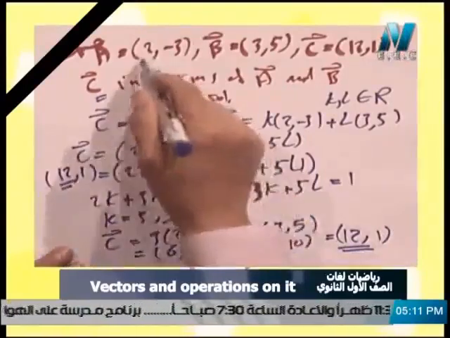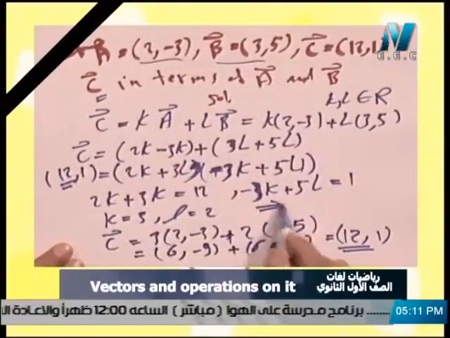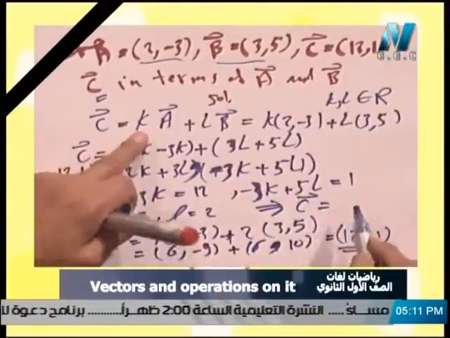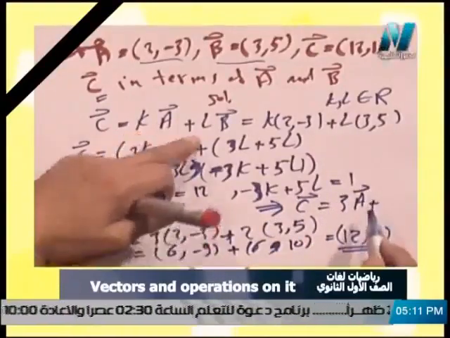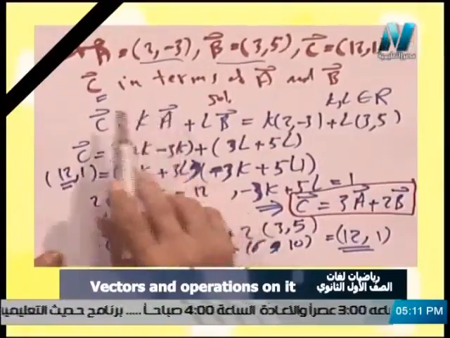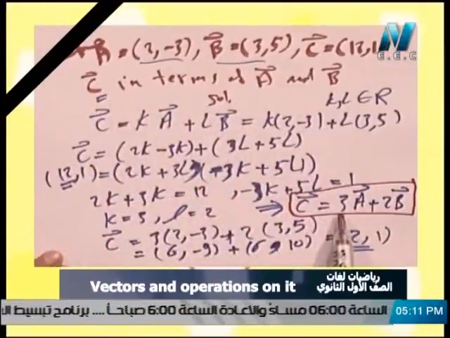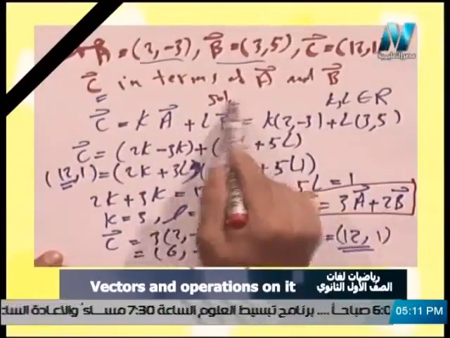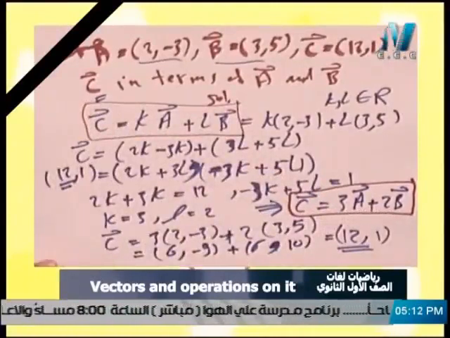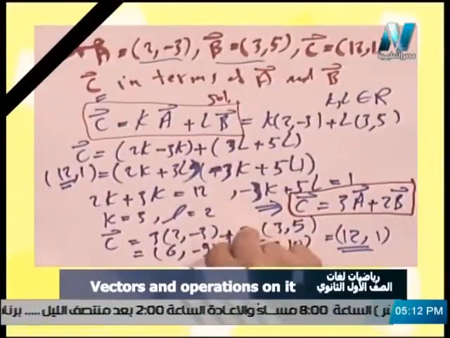Okay, so we express C in terms of A and B. We can write that C equals KA plus LB from here. K equals 3 and L equals 2, and we can satisfy this part because the request here is to write the vector C in terms of A and B. So we have found that K equals 3 and L equals 2 from this part. So C equals 3A plus 2B. And now we have expressed the vector C in terms of the two vectors A and B.